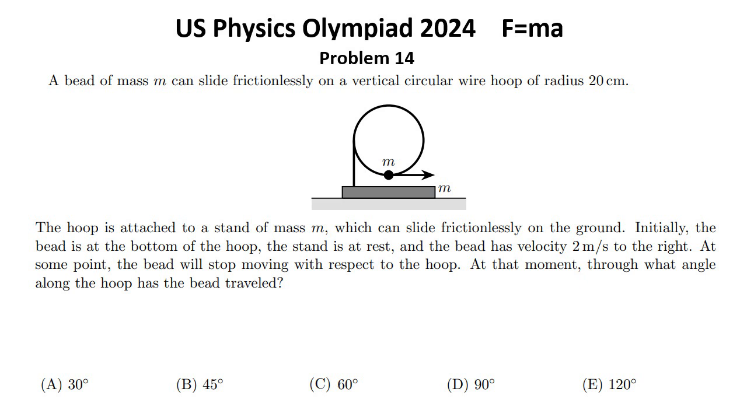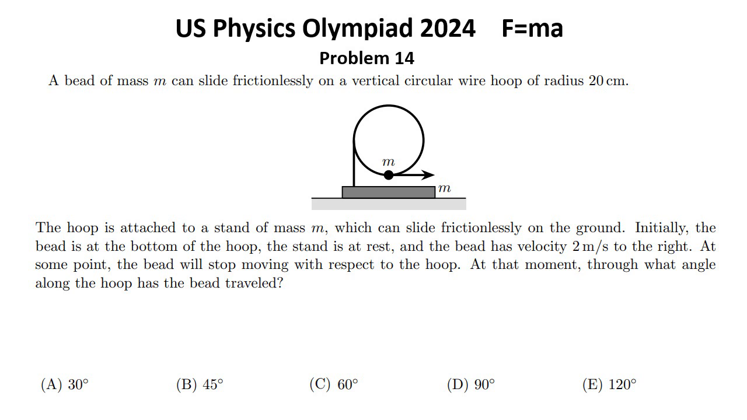Problem number 14. A bead of mass m can slide frictionlessly on a vertical circular wire hoop of radius 20 cm. The hoop is attached to a stand of mass m, which can slide frictionlessly on the ground. Initially, the bead is at the bottom of the hoop, the stand is at rest, and the bead has velocity 2 meters per second to the right. At some point, the bead will stop moving with respect to the hoop. At that moment, through what angle along the hoop has the bead traveled?